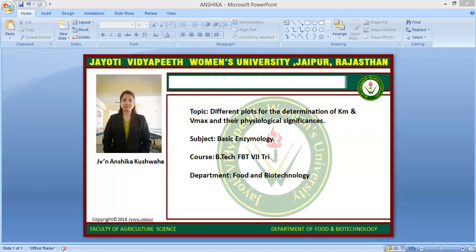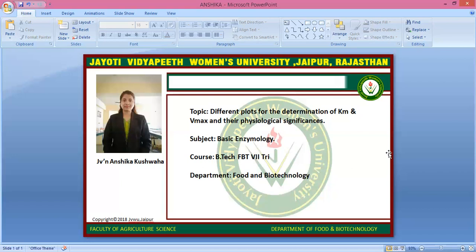So this is the different plots for determination of Km and Vmax value and their physiological significance.